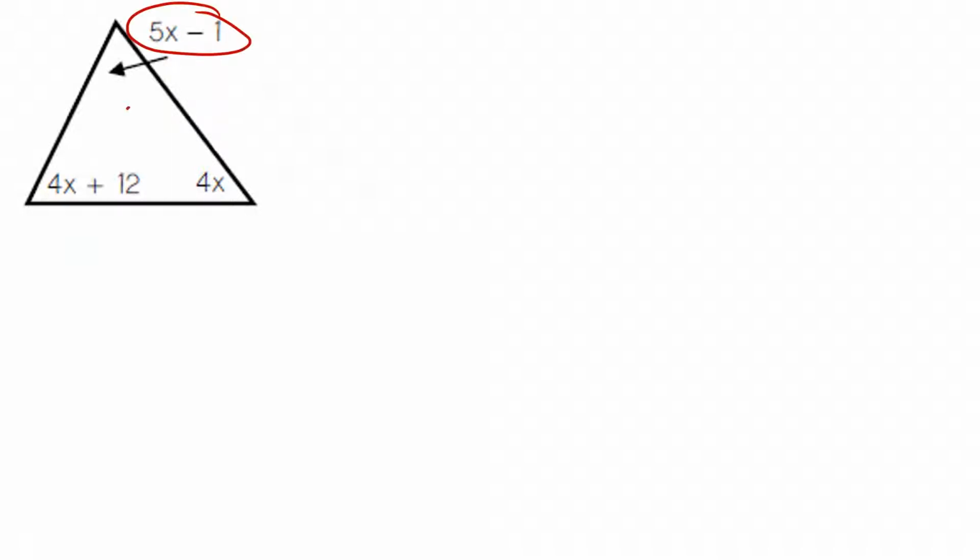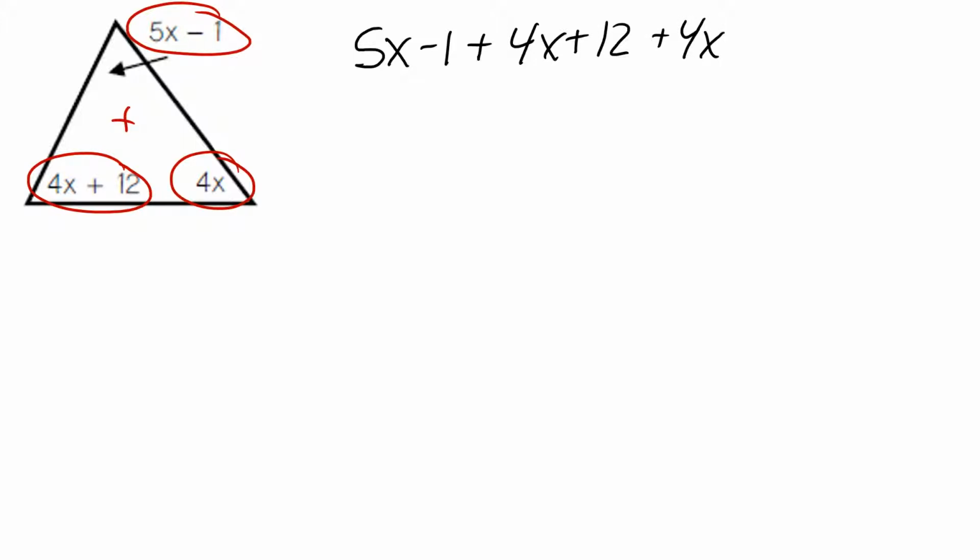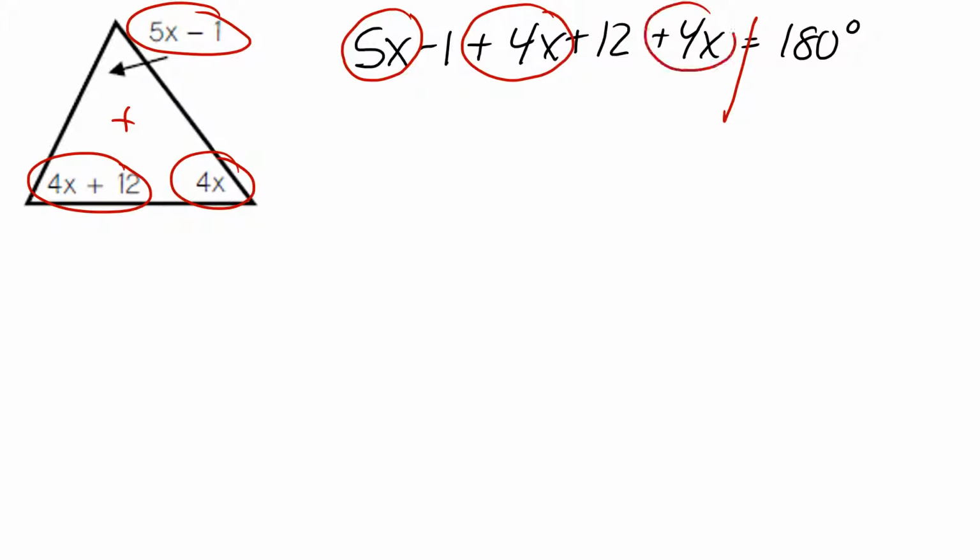For this problem, we're going to take all three angles, 5x minus 1, 4x plus 12, and 4x, and we're going to add them all together. It does not matter what order you add your angles, all of them will still get you the same answer. And we set it equal to 180. When we combine our like terms, we can combine the 5x plus 4x plus 4x. 5 plus 4 plus 4 is going to give us 13x. Combining the minus 1 plus 12 is going to give us plus 11.